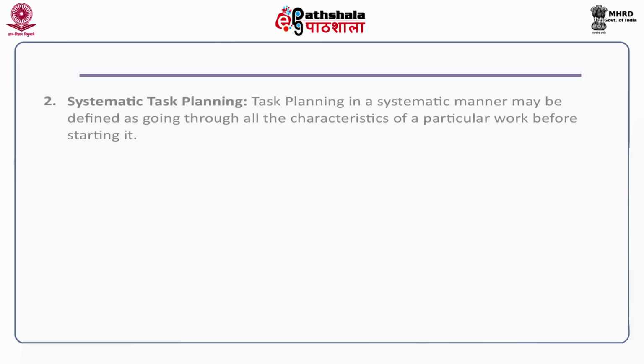The main causes behind the fatigue are poor working conditions, long working hours, inappropriate work, and unhappy relations with the superiors. The second one is systematic task planning. Task planning in a systematic manner may be defined as going through all the characteristics of a particular work before starting it. That is, what is to be done, how it is to be done, when it is to be done, where it is to be done, and who is going to do it. In every organization, there should be a separate department for planning for doing this work.